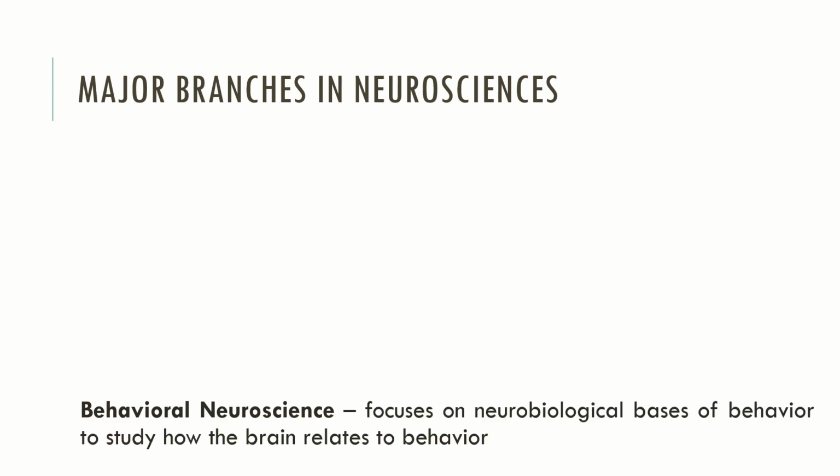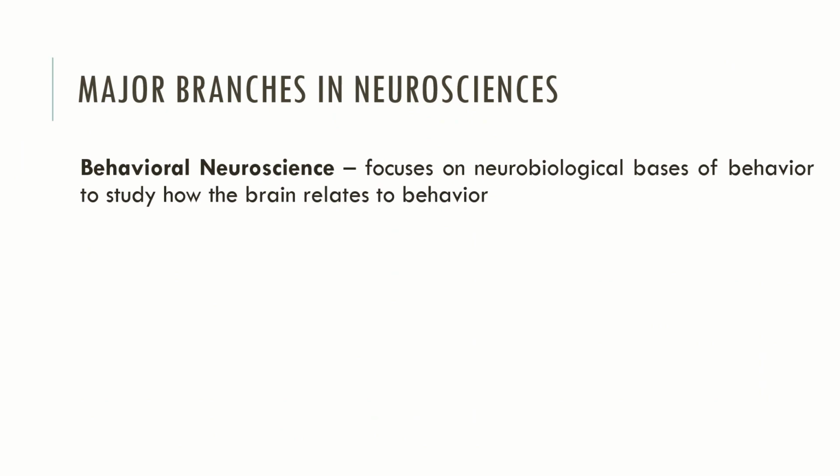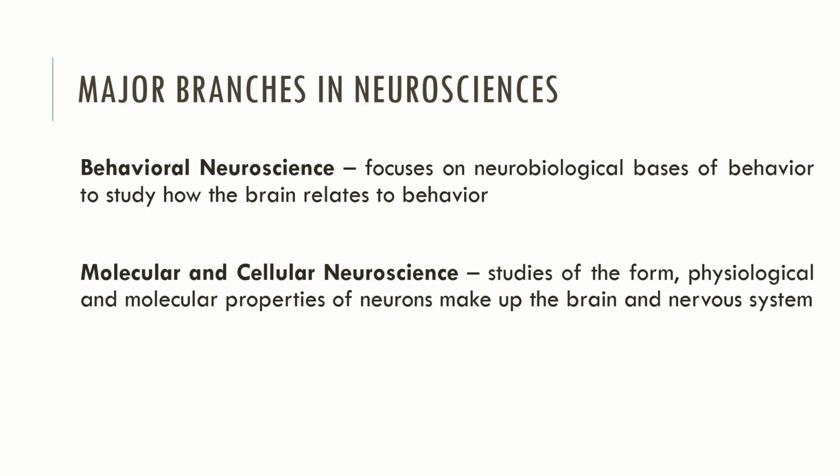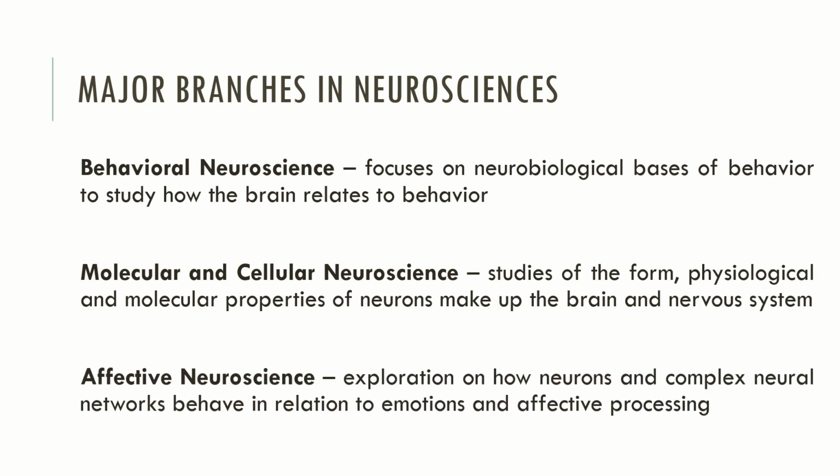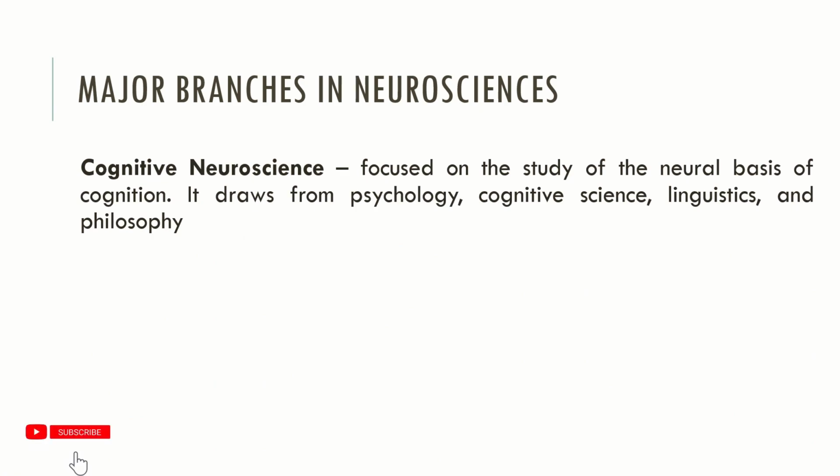Behavioral neuroscience focuses on the neurobiological basis of behavior to study how the brain relates to specific behaviors. Molecular and cellular neurosciences studies the form, the physiological and molecular properties of neurons and how they make up the brain and the nervous system as we know. Affective neurosciences is the exploration of how neurons and complex neural networks behave in relationship to emotions and affective processing. Cognitive neurosciences is focused on the study of the neural basis of cognition. It draws from psychology, cognitive science, linguistics, and philosophy.